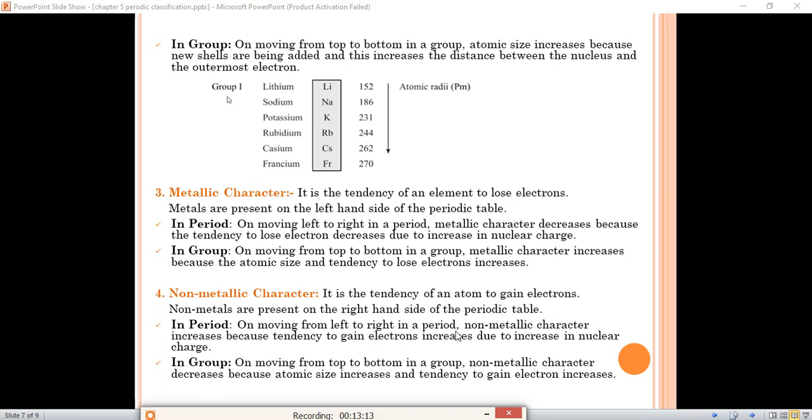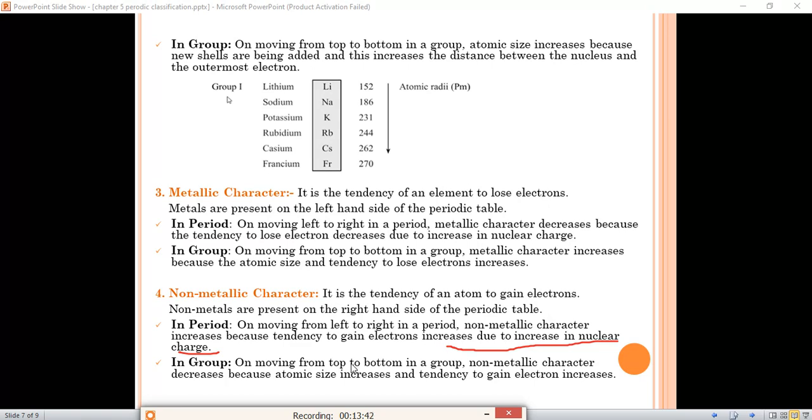On moving from left to right in a period, non-metallic character increases because tendency to gain electrons increases due to increase in nuclear charge. Metals are present on the left side and non-metals are on the right side. So non-metallic character will obviously increase, and the reason is the increase in nuclear charge.